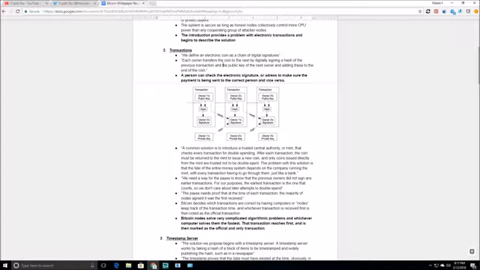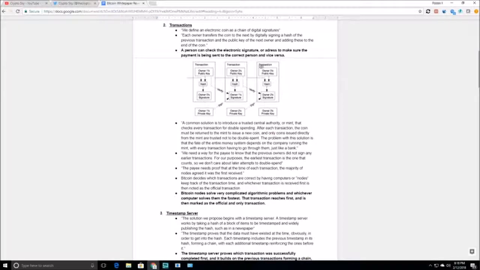So it talks about how we need something to solve this, and basically Bitcoin nodes, which are computers, solve complicated algorithms, and whichever computer solves them the fastest and keeps getting the correct answer, those are the transactions that end up reaching the server first and are then marked as the official and only transaction. And here's a little picture just so you guys can get an idea in your head, maybe if you're a visual learner, as to what is really going on.